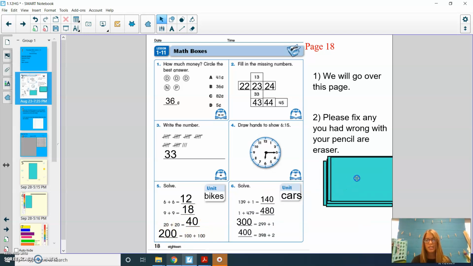And last, for number 6, I chose to use the unit cars. So if I have 139, I know 1 more would get me to 140. If I have 479, I know 1 more would get me to 480. 299 plus 1 would be 300. 398 plus 2 would get me to 400. So please double check to make sure that you have the correct answers on this page. If you have any questions, you can ask your classroom teacher.